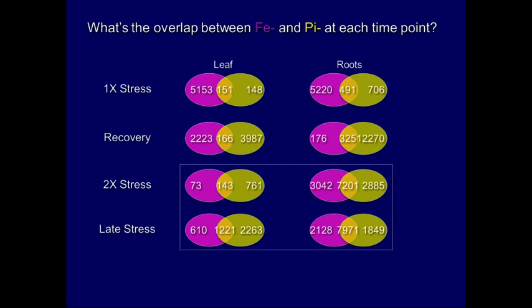So what's the overlap between iron and phosphate? What surprised us was that in the early time points where we were looking at the primary stress response and the recovery response, there's not a whole lot of overlap. The response to iron and the response to phosphate is actually quite different. But when you look at the second stress event where they had a second exposure to iron and phosphate, or at a late stress, suddenly the overlap between iron and phosphate becomes much more similar.